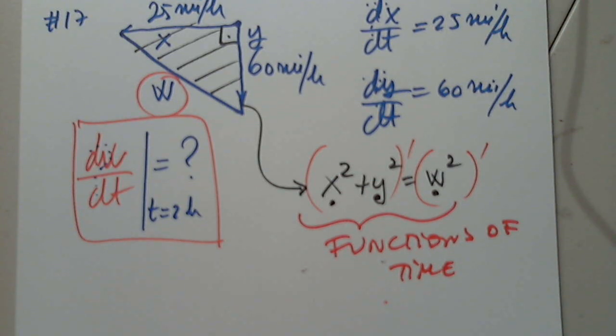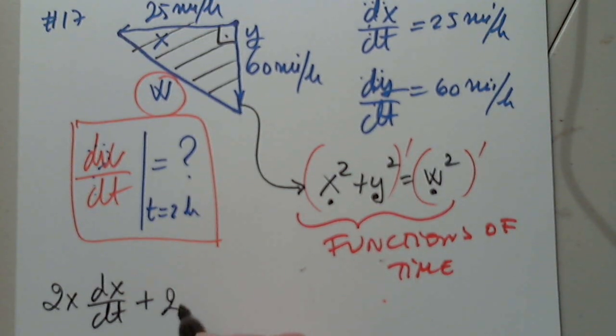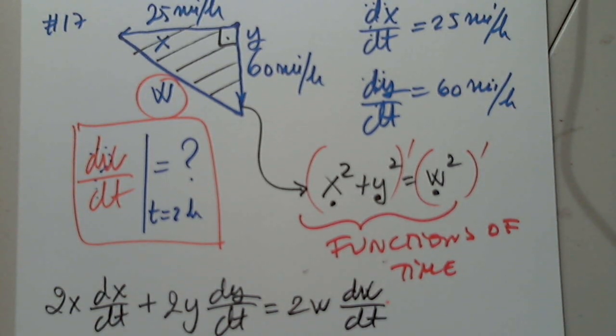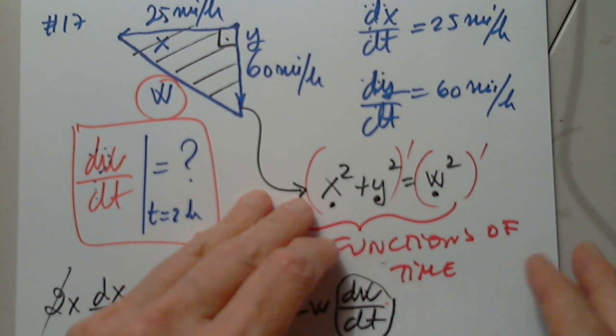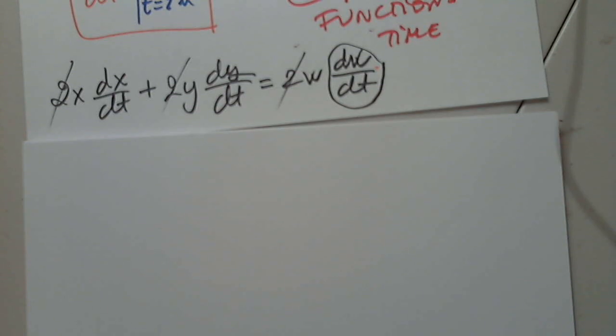We differentiate this, knowing that x is a function of time. How do I write it? 2x times dx over dt. Excellent. Plus 2y times dy over dt. Excellent. 2w times dw over dt. I'll simplify both sides by 2. Each term was divided by 2. I am after this when t is 2. I have to solve for dw over dt first, and then plug in everything I have. That's it. Awesome. Thank you.